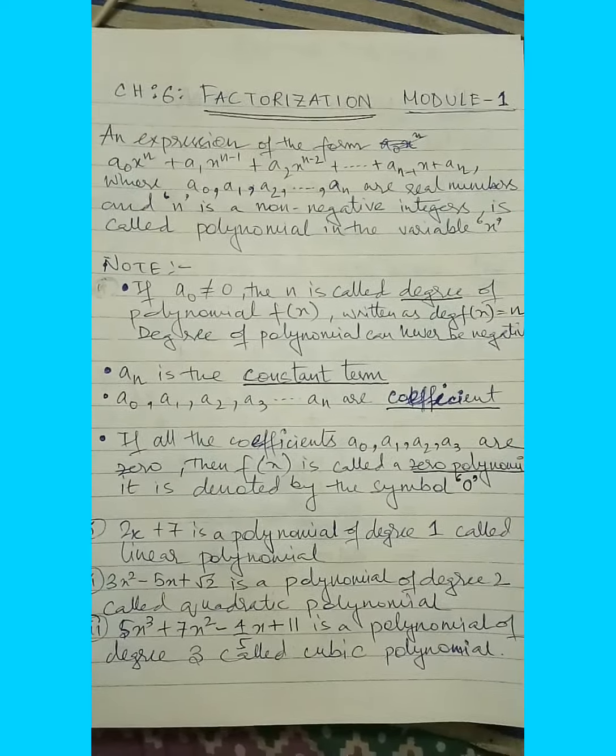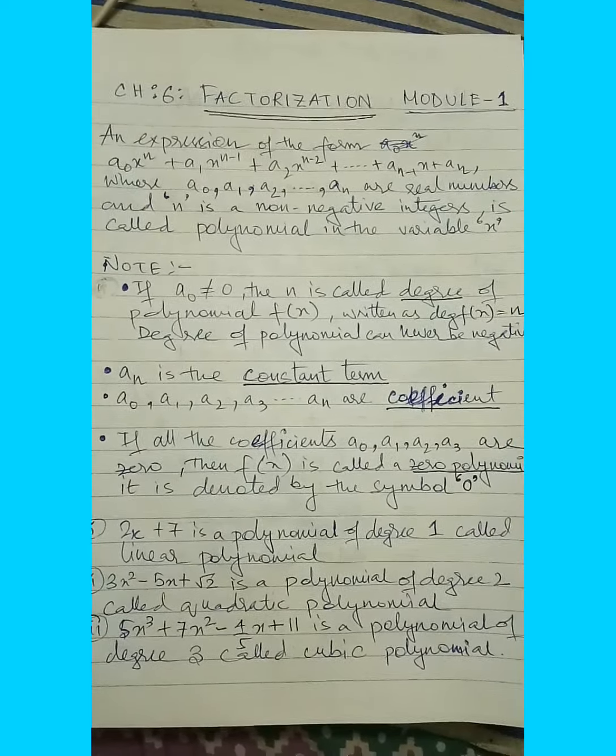Then from here, some notes are written. If a0 is not equal to 0, then n is called the degree of the polynomial. The degree is just the power. That power is only called the degree. Written as degree of f(x) equals n. The degree of a polynomial can never be negative.